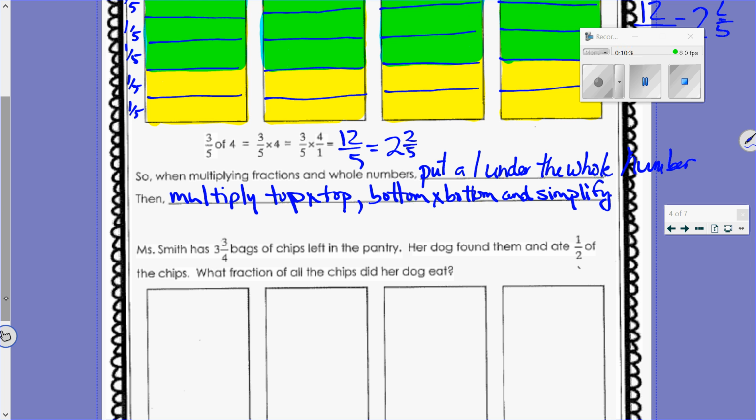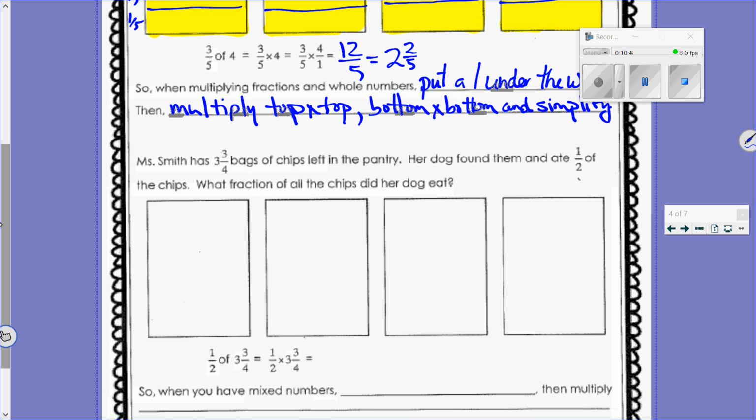Questions on how we do it with whole numbers? And this one we'll actually be seeing as we continue on our work today. So our last one is where we're going to get even more complex. Miss Smith has 3 3/4 bags of chips left in the pantry. Her dog found them and ate half of the chips.